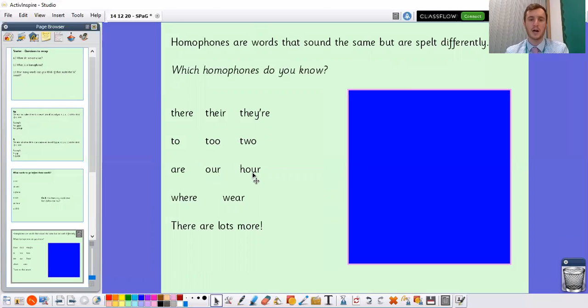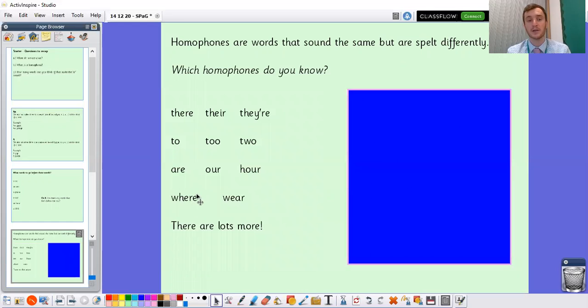Then we have are, our, and our. Are is a verb, and we might say we are doing this. Our relates to belongings. So that is our watch. And this hour relates to the time. So what hour is it? It is 6 o'clock. And lastly, where and where.